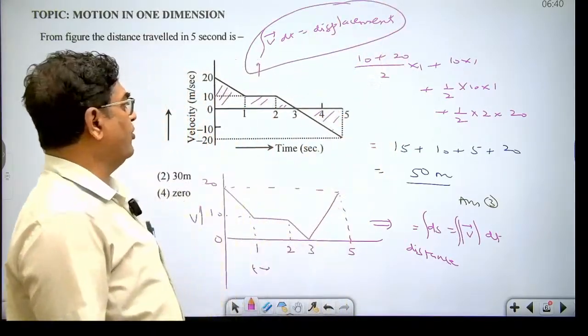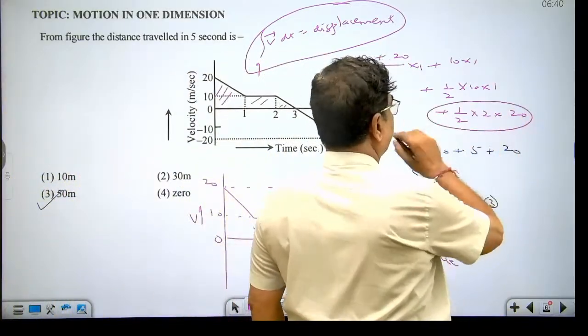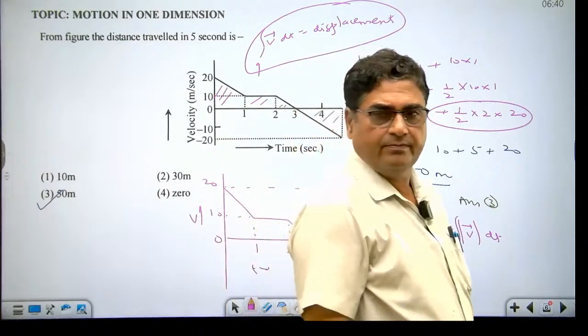Had the displacement been asked, then what could we have done? This we could have written with a minus sign. Okay, then we could have solved the problem.